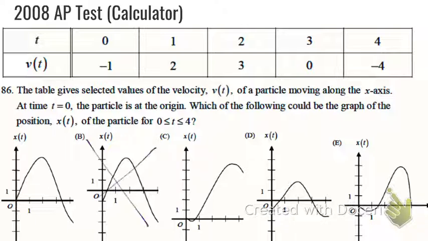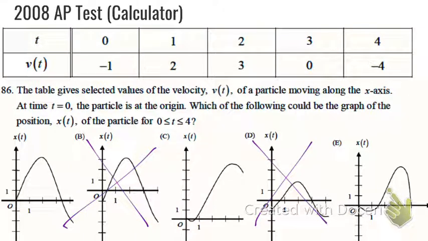B starts at 0, negative 1, and D, I know it's kind of hard to see on your screen, but D starts at 0, negative 1 as well. So I know that those 2 are able to be eliminated because they do not start at the origin. So now we're down to 3 possible answers. If we look at the velocity values, it says the velocity starts off negative, then changes to positive, positive goes to 0, and then back to negative again.